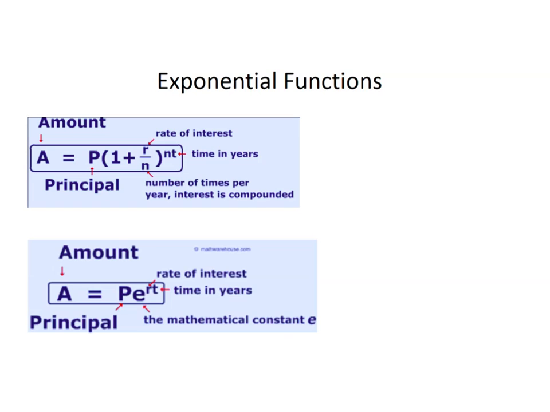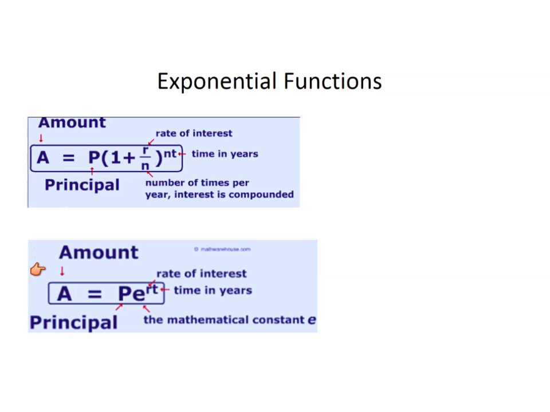Let's talk about interest. We've got two equations for interest. This first one is for compound interest. A is the amount of money. P is the principal, which means the amount you start with. 1 plus R over N. R is the interest rate written as a decimal. N is the number of times per year that the interest is compounded. And T is the time in years.